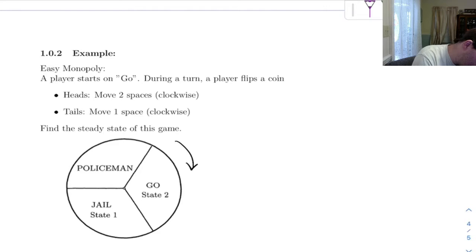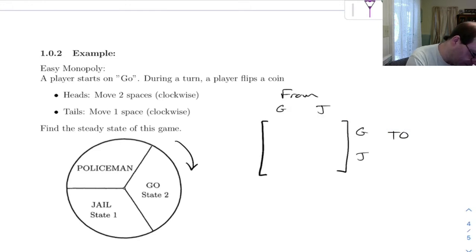So let's draw the matrix for this. From and to. I'm going to put go and jail. So if you're on go, what happens next? You flip the coin. 50% chance you go to jail, 50% chance you go to the policeman, which sends you right back to jail. So if you're on go, you're 100% going to jail, and 0% staying on go.